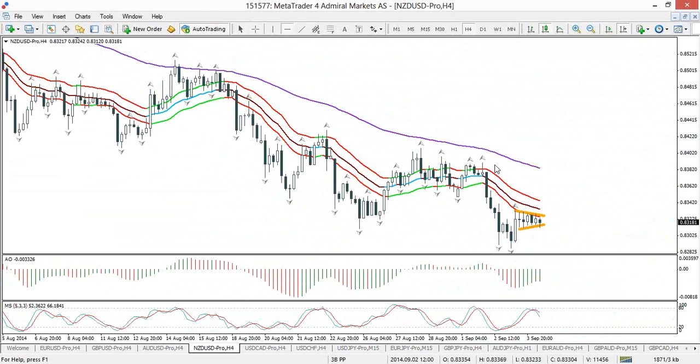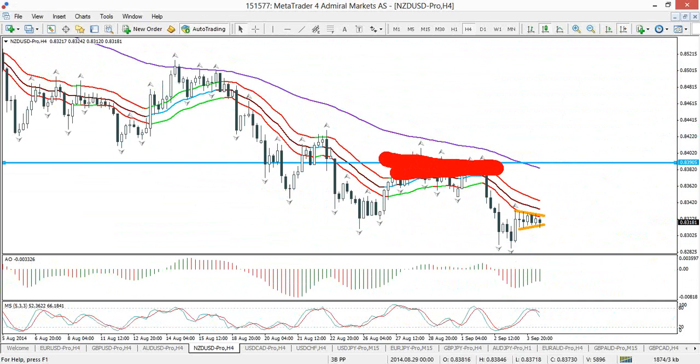The bigger resistance, as I said, I would prefer a stop loss above this level because you got daily tops in here as well. And the stop loss is above the 89 EMA, if you want to be safe.